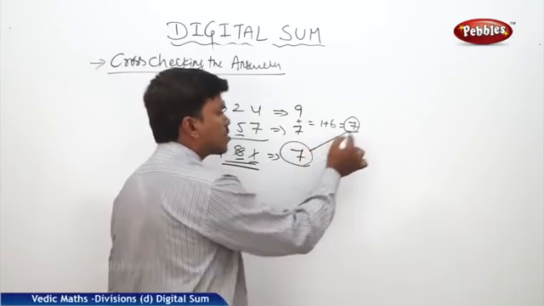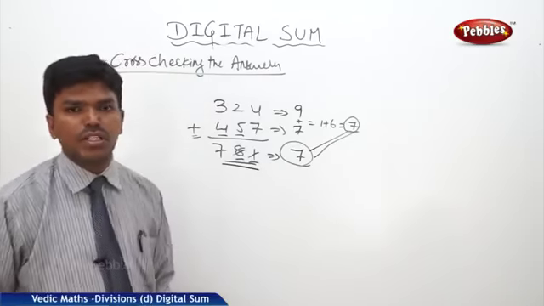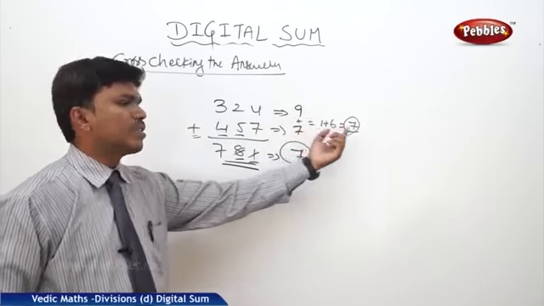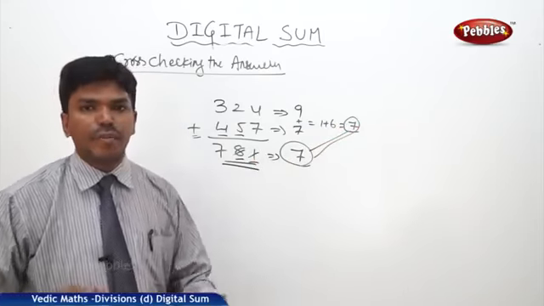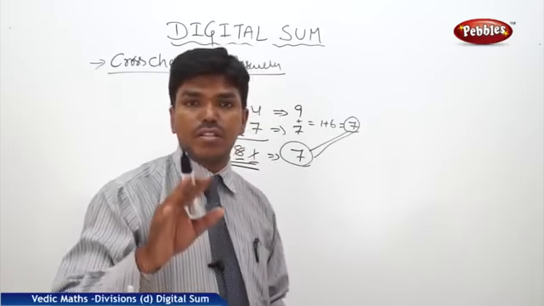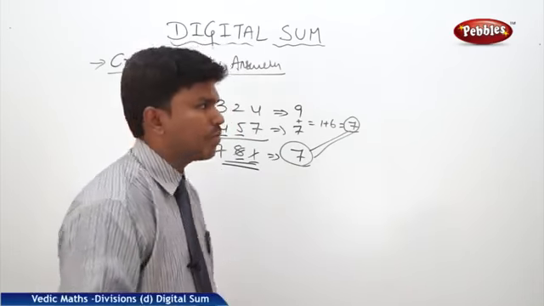If both the digital sums are matching, that is, the sum of the two numbers as well as the answer, then your answer is correct. But if they are not matching, your answer is 100% wrong. One more example.